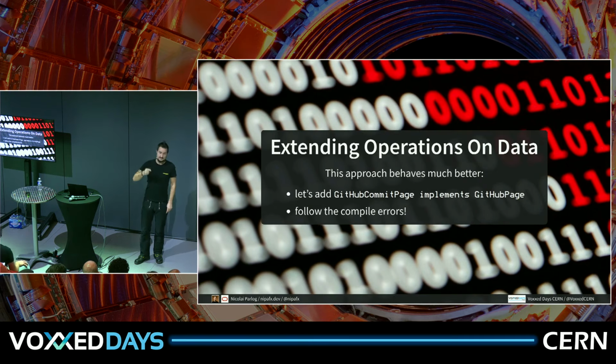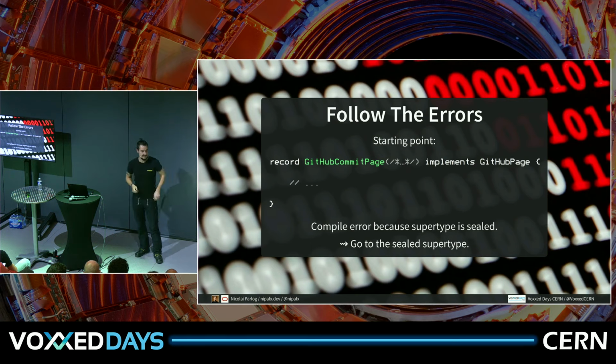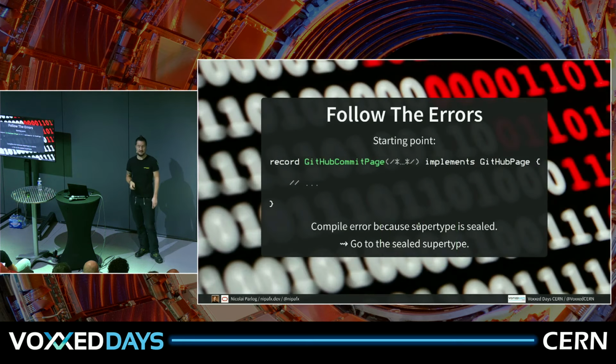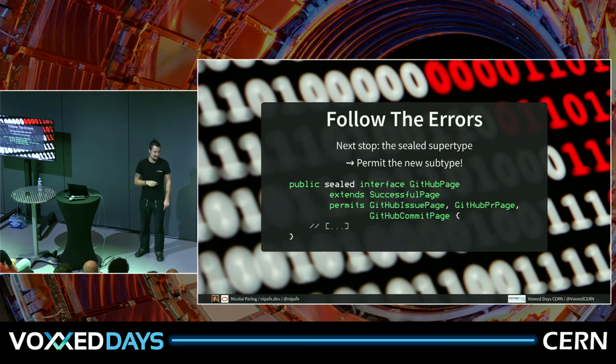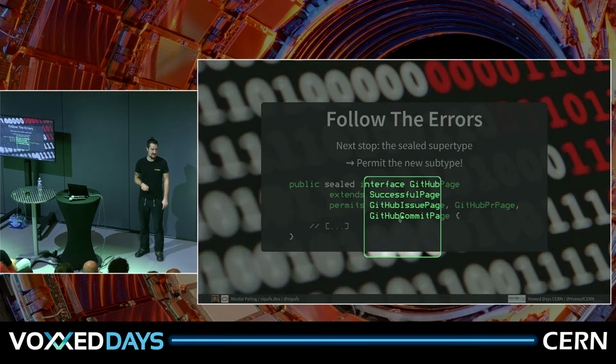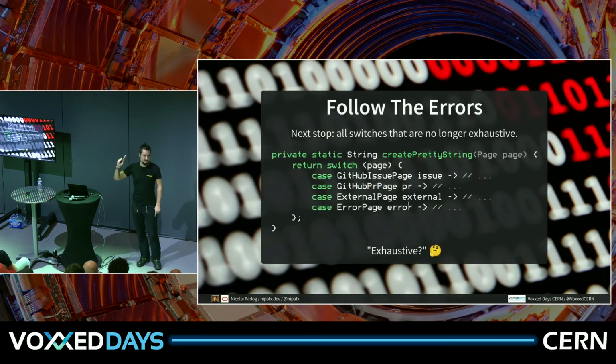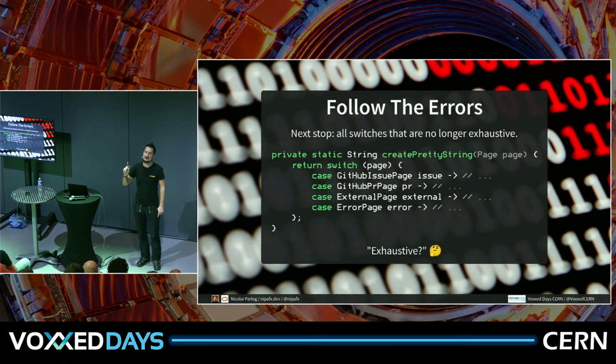But this is different. Let's say the product owner figured out that GitHub has commit pages too, and now we need to implement those. Let's write GitHub commit page implements GitHub page, and let's follow the compile errors. We put the record here, and we say implements GitHub page. But remember, GitHub page is sealed, so the compiler yells at us. The supertype is sealed, you cannot do this. Okay, so we keep the code like this, we go to the supertype. We add the new type here, we say now we allow the GitHub commit page. And now, all of these break, because they are no longer exhaustive.